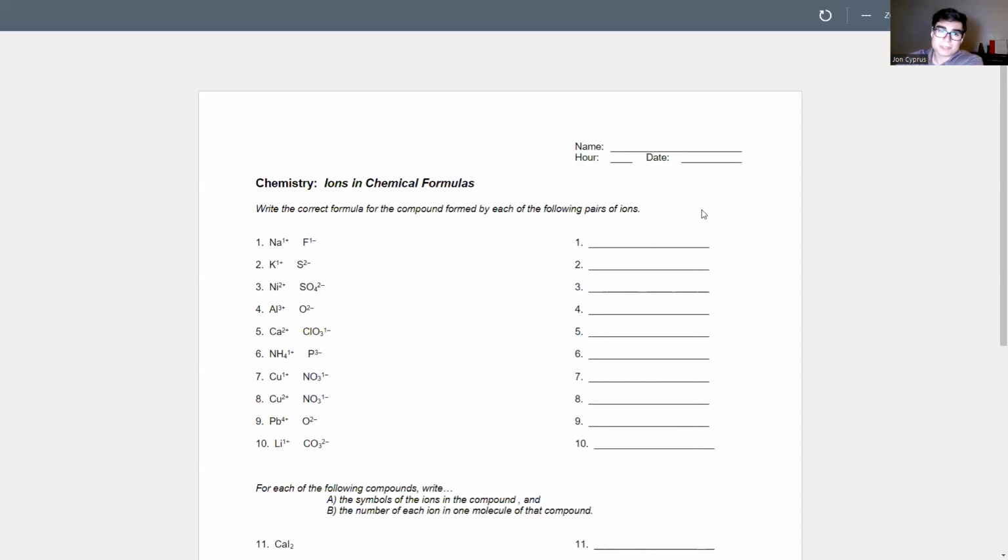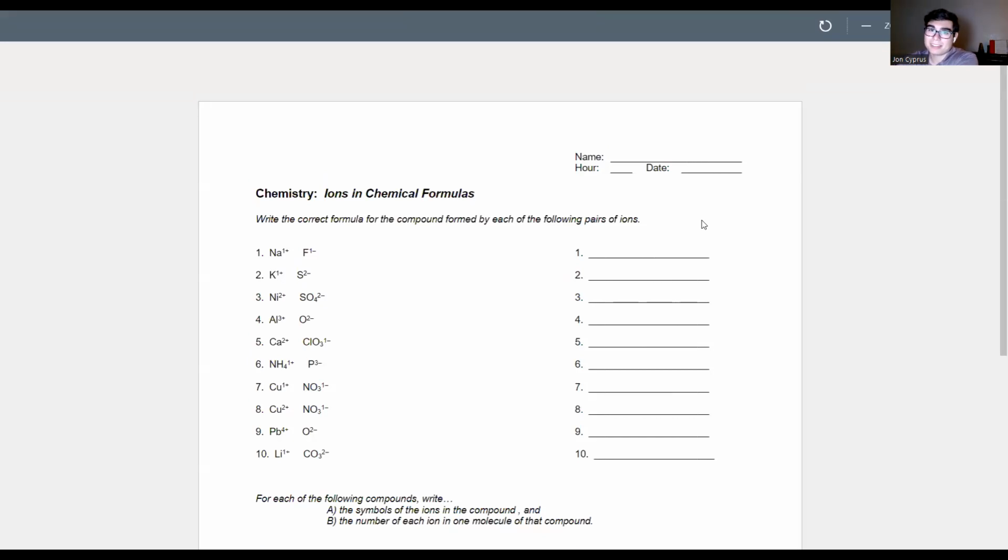Okay, so for this one, we're going to name ionic compounds and write their chemical formulas. So the first thing we want to do is write the name. The way you always name a metal and a non-metal together is the metal name goes first, and then you say the non-metal, and it's usually "ide." You have some polyatomic ions where it's going to be "ate," so we'll go over that when we get there.